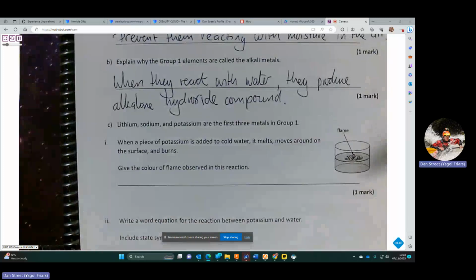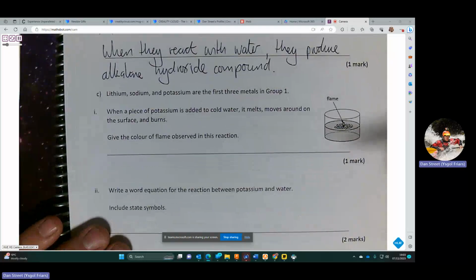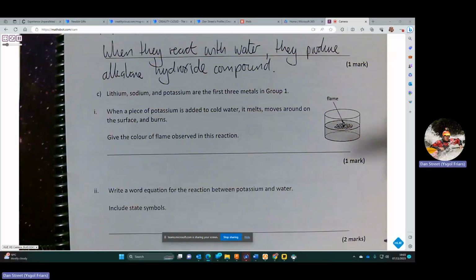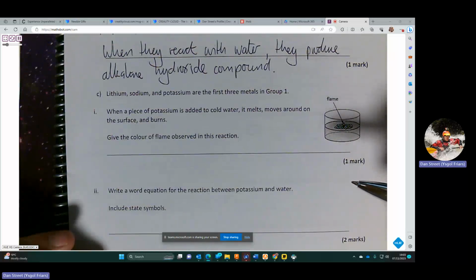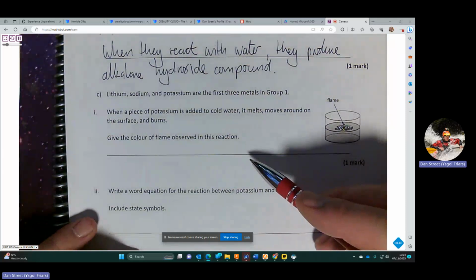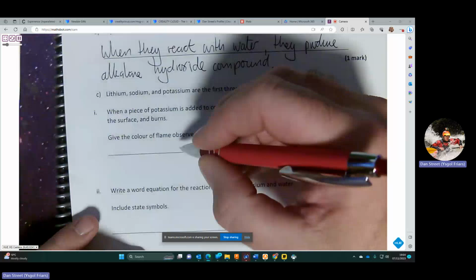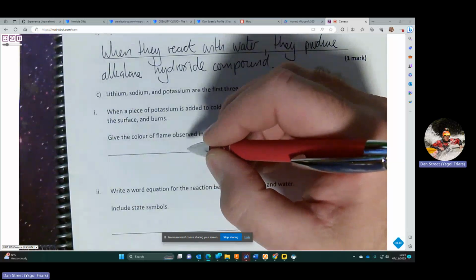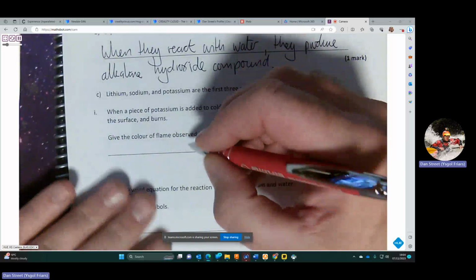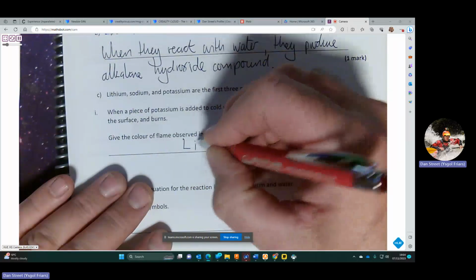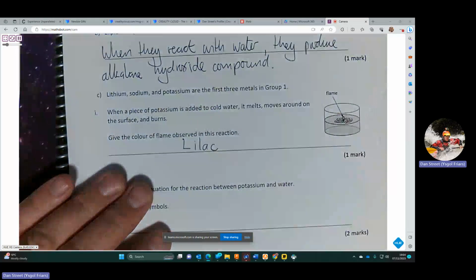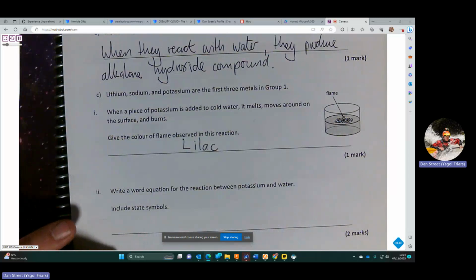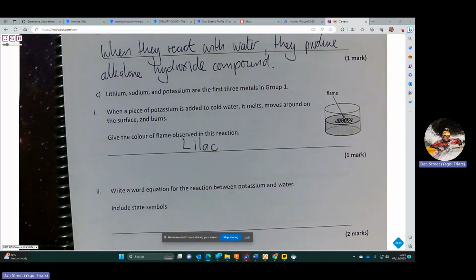Lithium, sodium, and potassium are the first 3 metals in group 1. When a piece of potassium is added to cold water, it melts, moves around on the surface, and burns. Give the flame colour observed in this reaction. Well, when you see it in a demonstration, you would describe it as pink. However, we do like to use the word lilac. So the flame is a lilac colour. It's very distinctive for potassium.